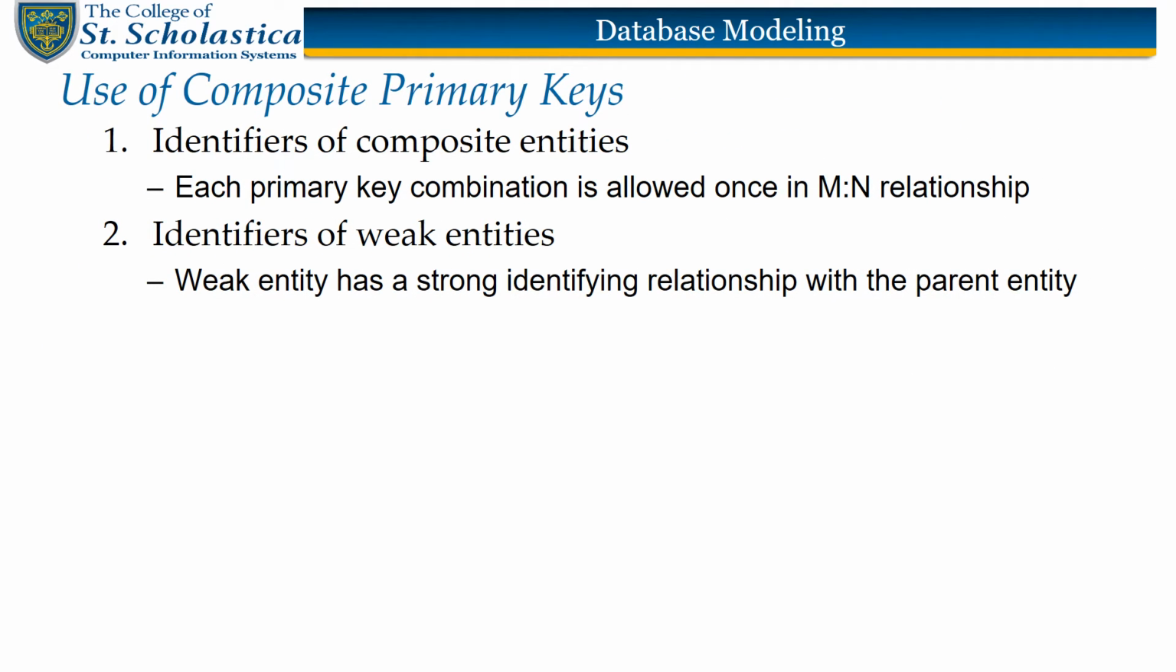Although a primary key strives to use the minimum number of attributes possible, composite primary keys are permitted in a model. In fact, composite primary keys are particularly useful in two cases. One, as identifiers of composite entities in which each primary key combination is allowed only once in the many-to-many relationship. Two, as identifiers of weak entities in which the weak entity has a strong identifying relationship with the parent entity.